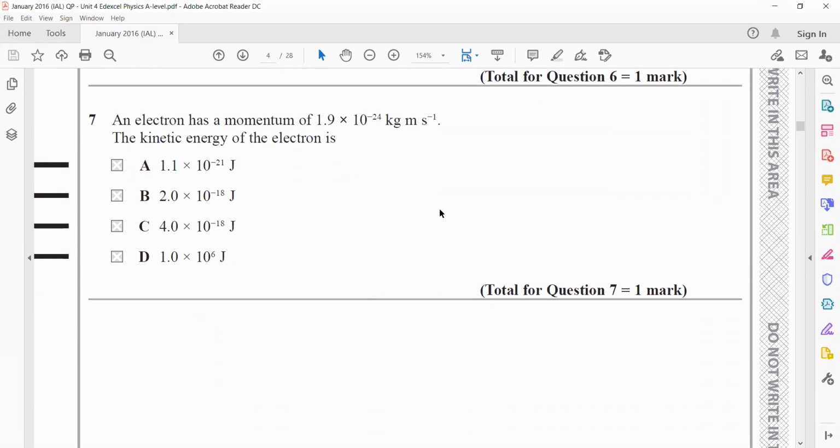What's the answer for question 7? The electron has a momentum of 1.9 times 10 to the power minus 24 kilogram meter per second. The kinetic energy of the electron is... question 7, what could be the answer? You have to calculate. You have the momentum, you need kinetic energy. There's a formula which relates kinetic energy with momentum.